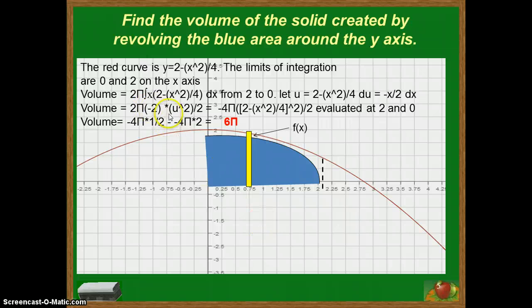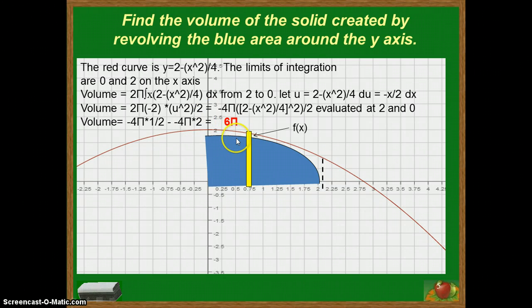Okay, here's a sample problem. The red curve is y equals 2 minus x squared over 4. So this is our f of x. The limits of integration on our x-axis are from 0 to 2. I've tried to shade in the region we're rotating, but that's the best I can do with the technology that I have. It's really going to be everything underneath this red curve, bounded by this dashed line, this axis, and the y-axis. And we're going to revolve this around the y-axis.